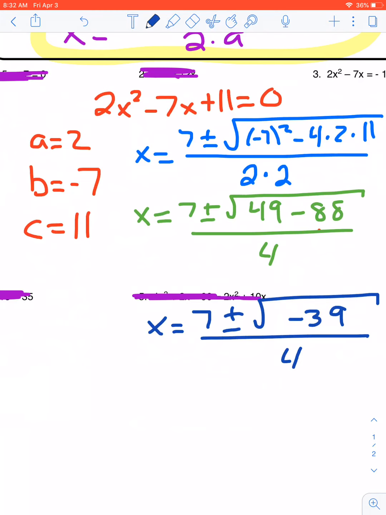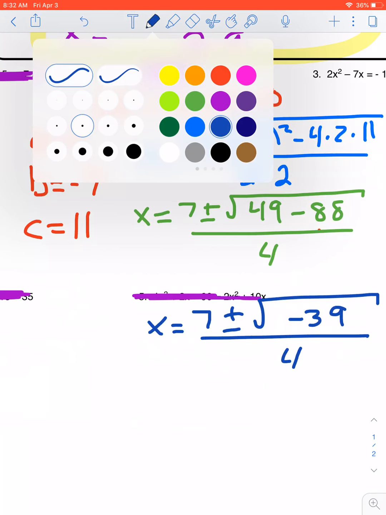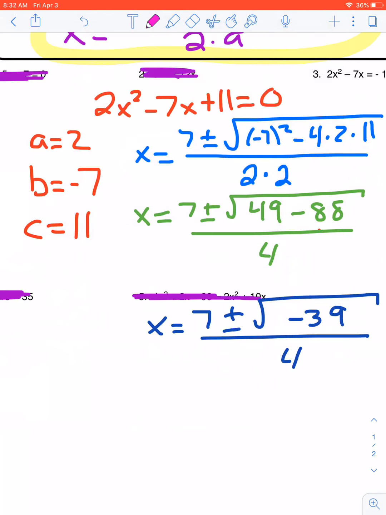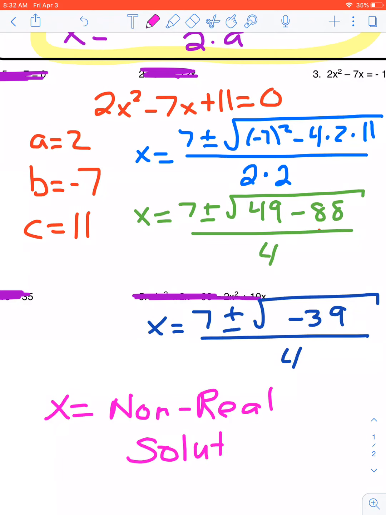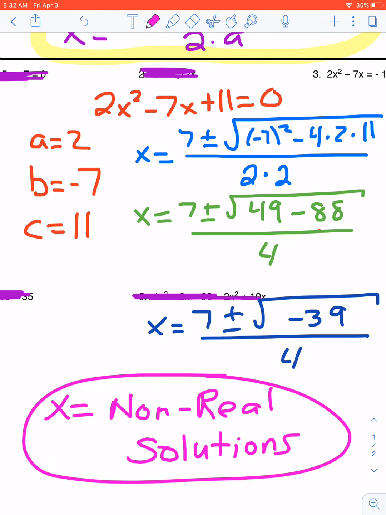Okay? Non-real. Actually, there's a whole other set of numbers that are considered imaginary. We talk a lot about that in Algebra 2 trig. For right now, in Algebra 1, we just kind of know that when you have a negative under a square root, your answer is going to be x equals non-real solutions. And that would be my answer for this one.